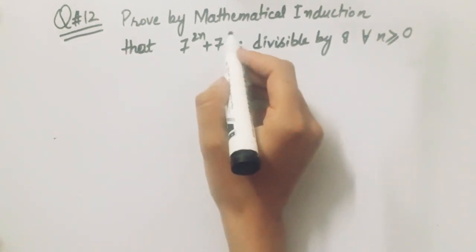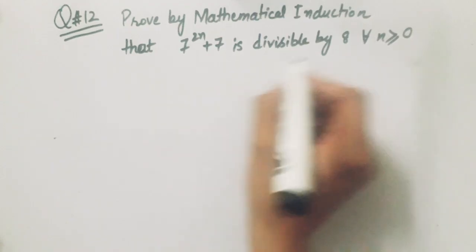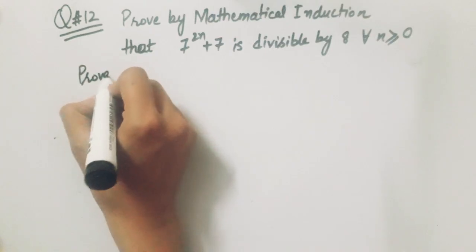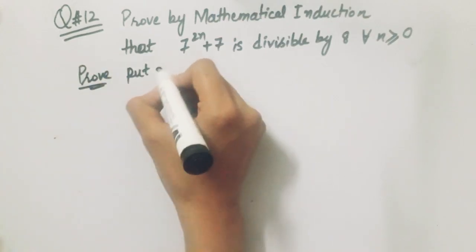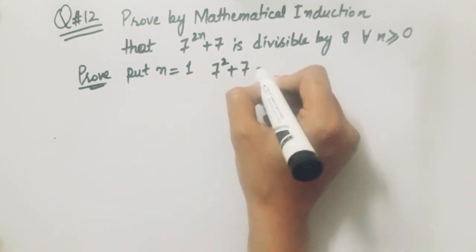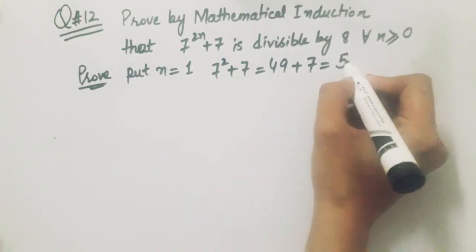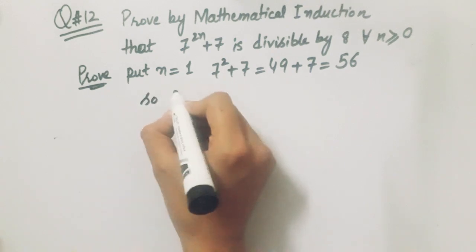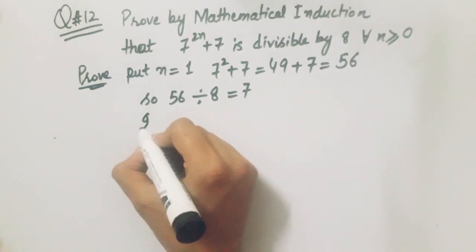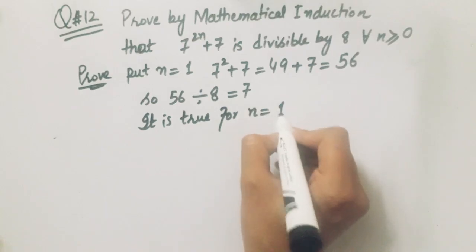Now question number 12 is: prove by mathematical induction that 7 raised to power 2n plus 7 is divisible by 8 for all positive integers. So we will solve this. First of all, put n is equal to 1. So you will get 7 raised to power 2 plus 7, which is equal to 49 plus 7, which is equal to 56. So 56 is divisible by 8, which is equal to 7. So it is true for n is equal to 1.